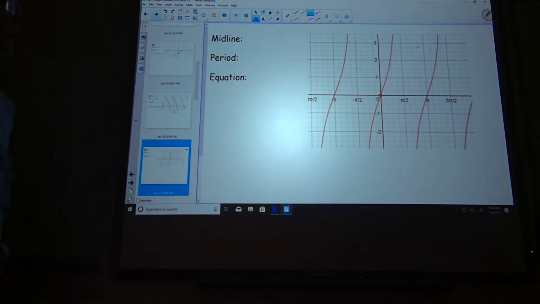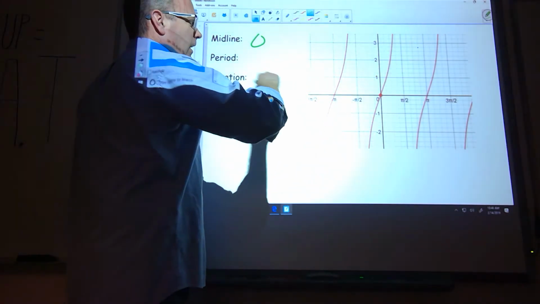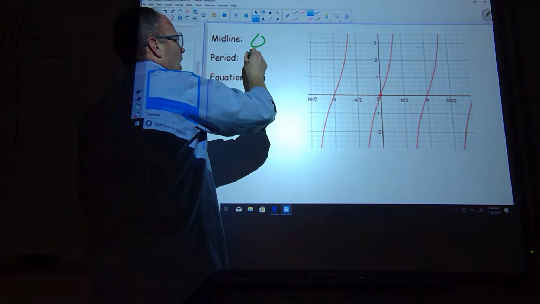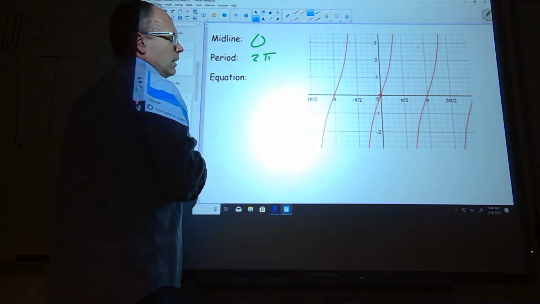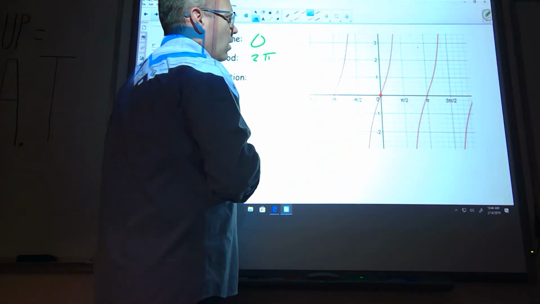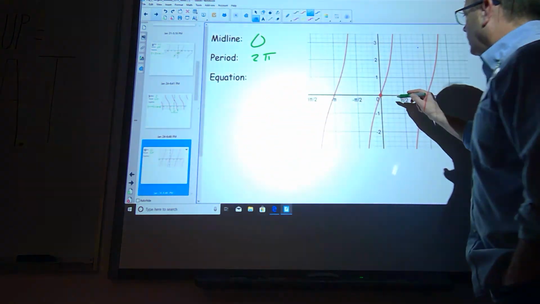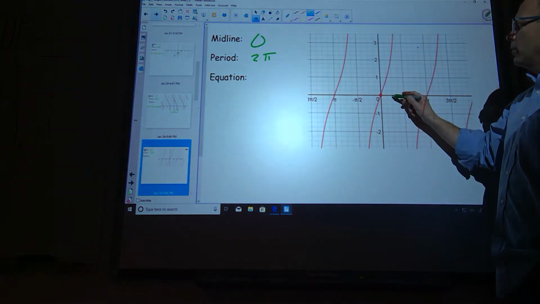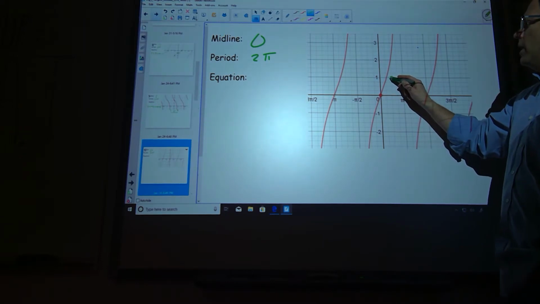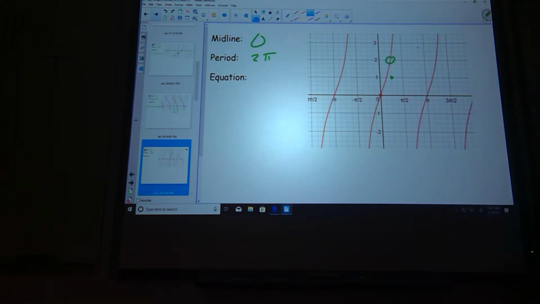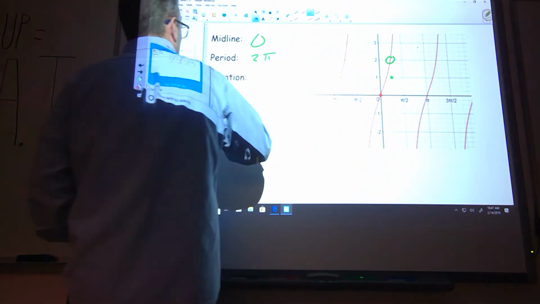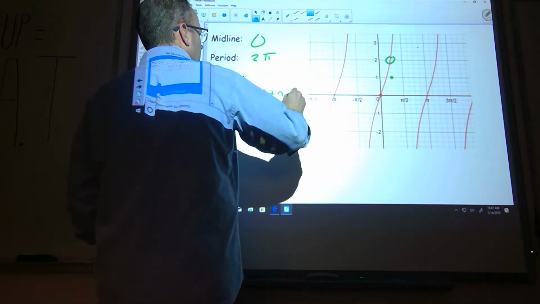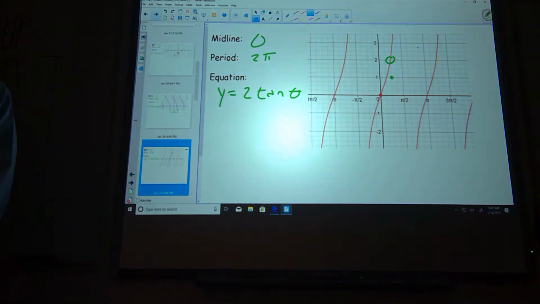All right, midline, 0. It still looks like our period is 2 pi. And our equation, oh, it's not doing anything special, is it? Oh, wait, it's doing one thing special I wanted to see. Remember I said on an original at pi fourths, we're at 1? Where is that at now? 2. So I'm going to get y equals 2 tangent theta. That 2 means I'm stretching it in the vertical direction.